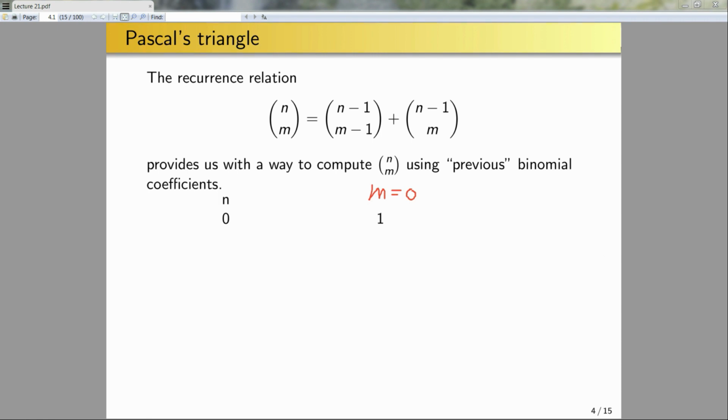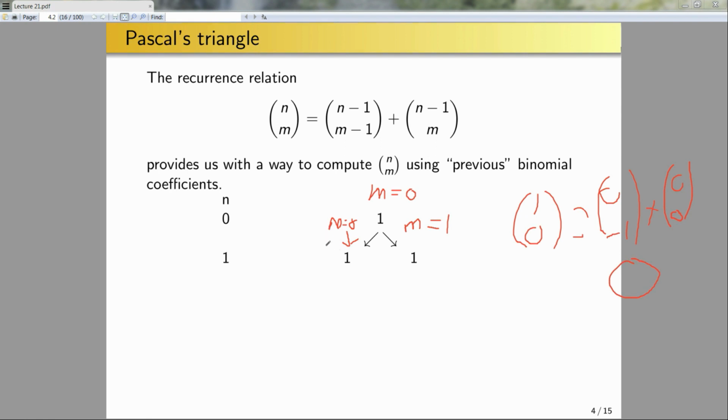And next, if I consider what n equals 1 looks like, I have two cases. Over here, I have m is equal to 0, so my first line. And over here, I have m is equal to 1, so my second line. So here, if I were to use my recurrence relation, I would have that 1 choose 0 would be equal to what? Well, for the first term, I'd have 0 choose negative 1. And for my second term, I would have 0 choose 0.